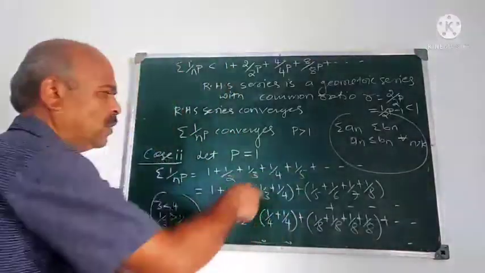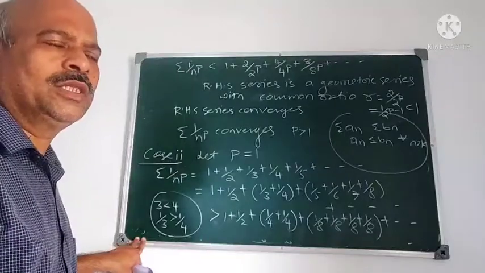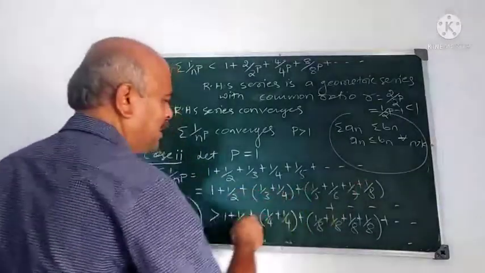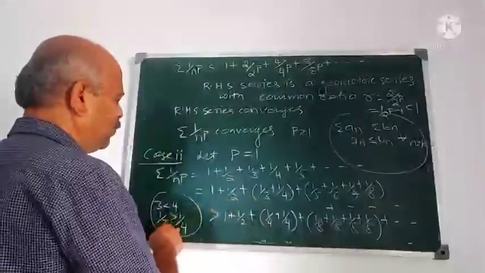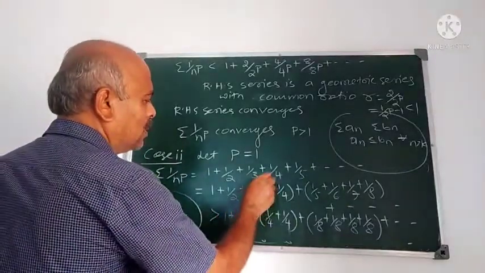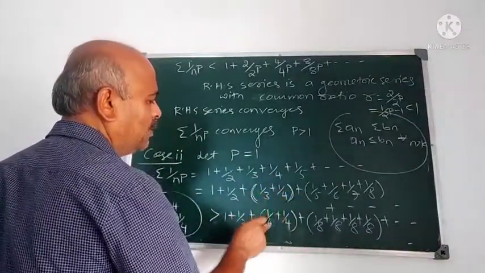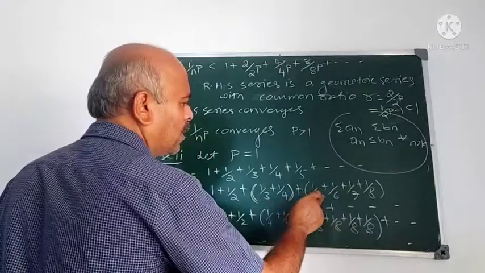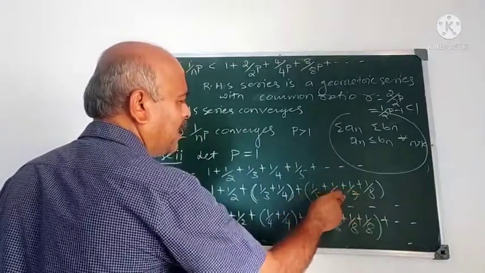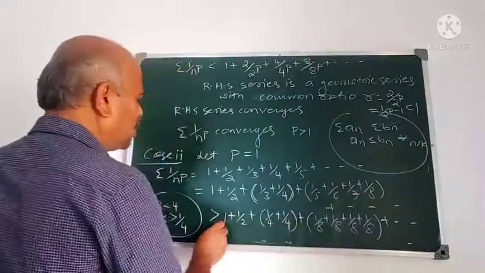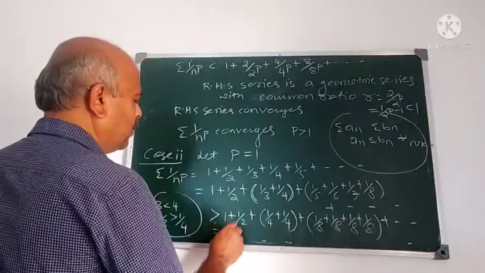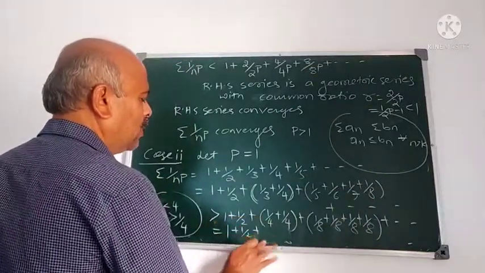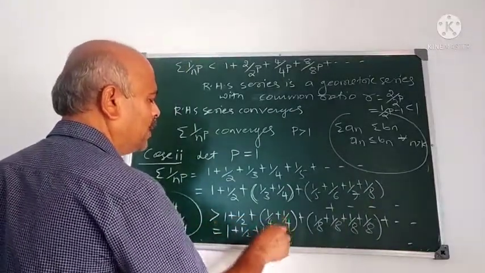Important: how to group the terms of the series is important. We have taken like this: 1 by 3 is greater than 1 by 4. Therefore, this bracket we can write as greater than 1 by 4 plus 1 by 4. Here, all are greater than or equal to 1 by 8. So, this is equal to 1 plus 1 by 2, and 1 by 4 plus 1 by 4 is 1 by 2.